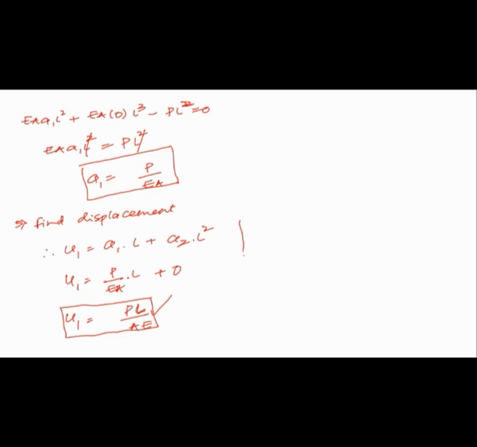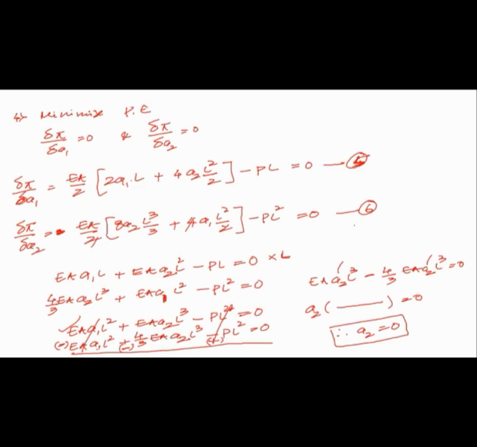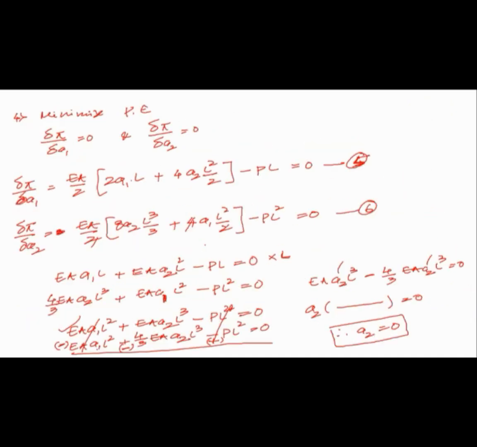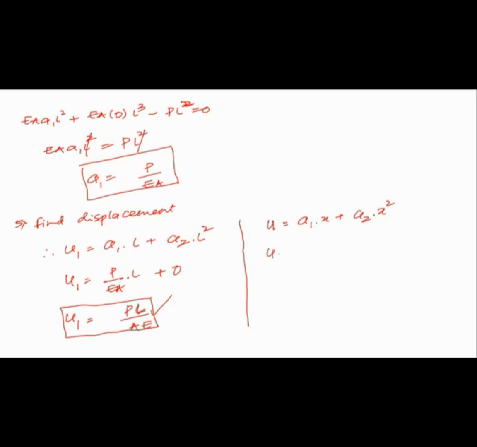Now, as I have one more equation, I ask you to get the displacement at any random distance. What is that equation? It is A1 into x plus A2 into x square. This is the expression I have written here. Only I need to substitute the value of A1 and A2. So A1 is P divided by EA, into x, this x as it is, plus this term is 0 because A2 is 0. Therefore, displacement at any random distance is given by P into x divided by EA.